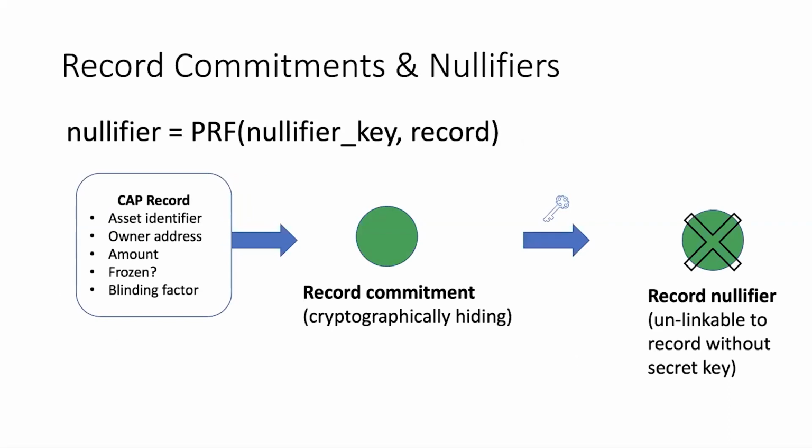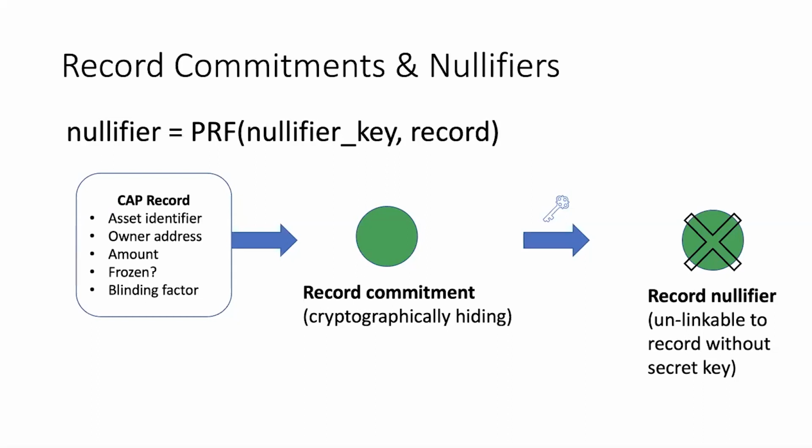Record commitments and nullifiers, let me introduce these. A record commitment is just a cryptographically hiding commitment to a CAP record. You take the plain text of the CAP record and you produce a cryptographic commitment to it. It could be the hash of this record with the secret nodes. So that's what the blinding factor would serve as.